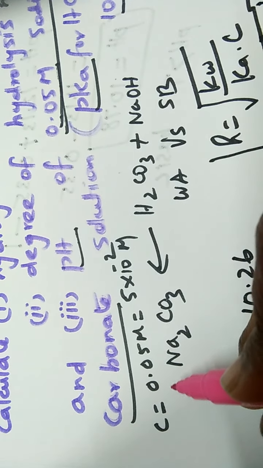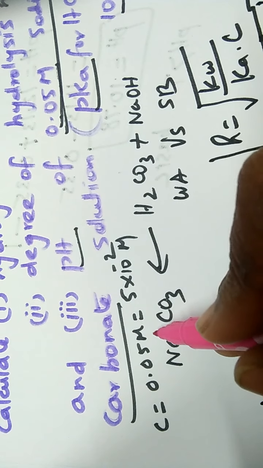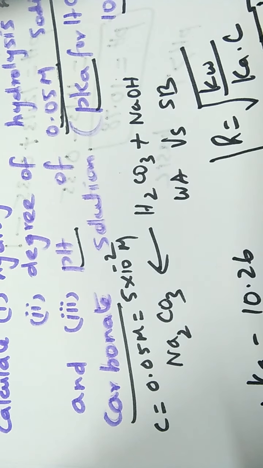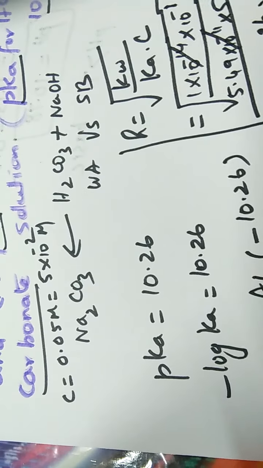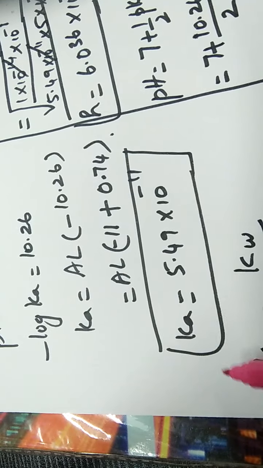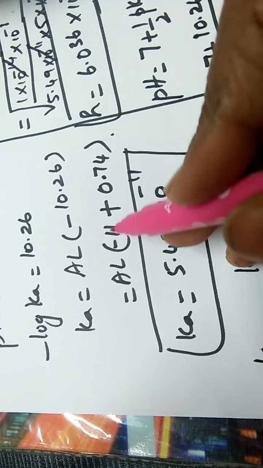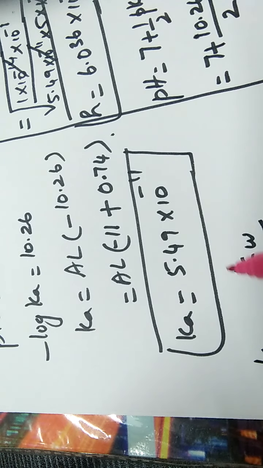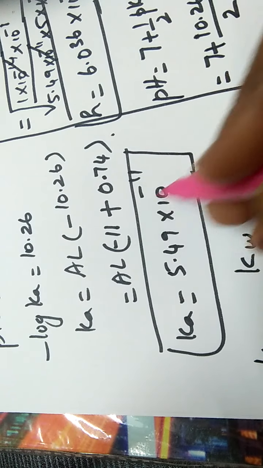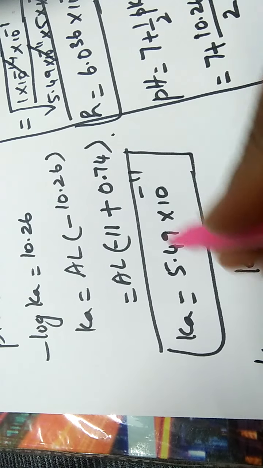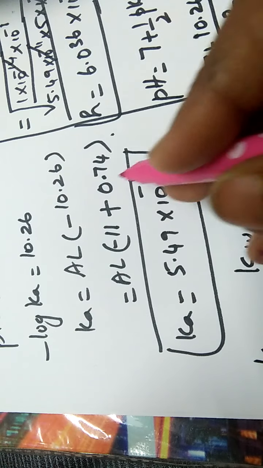Here the concentration C is given, which is equal to 0.05 M, which is 5 into 10 power minus 2 M. So pKa is given as 10.26. From that we can obtain the value of Ka by the same method. Minus 10.26 can be written as minus 11 plus 0.74. Finally you get Ka is equal to 5.49. This minus 11 becomes 10 power minus 11. 5.49 is the antilog value of 0.74.